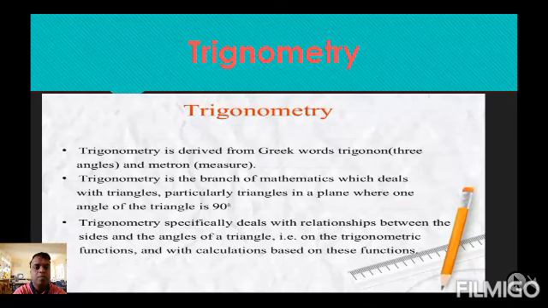Trigonometry is a branch of mathematics which deals with triangles, particularly a triangle in a plane where one angle of the triangle is 90 degrees. It means three sides measures. Trigonometry specifically deals with the relation between the sides and angles of triangles, the trigonometric functions, and the calculations based on these functions. It is based mainly on the Pythagoras theorem, that is, the right angle triangle theorem.